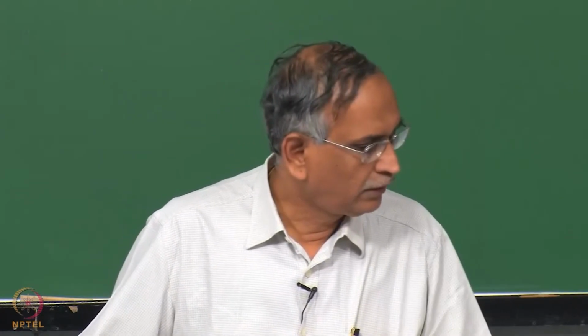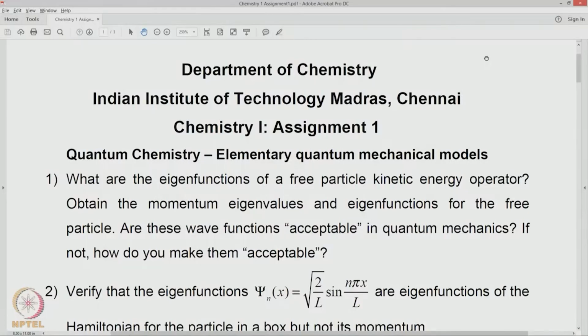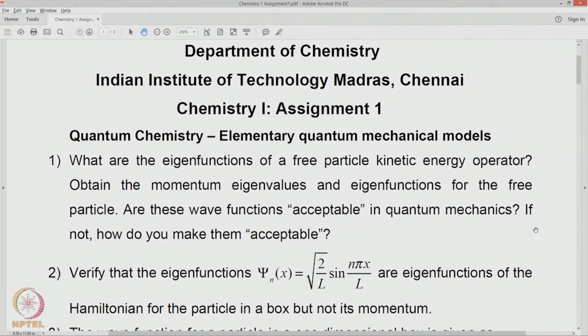So, let us go back to the first assignment problem that was posted on the website. If you recall, the first problem asked you to calculate the eigenfunctions of a free particle kinetic energy operator. It also asked you to obtain the momentum eigenvalues and eigenfunctions for the free particles. And then the question is whether these wave functions are acceptable in quantum mechanics. So, we have to understand what is meant by acceptable wave functions, and if they are not acceptable, is it possible for us to make them acceptable. So, that is what this problem is.